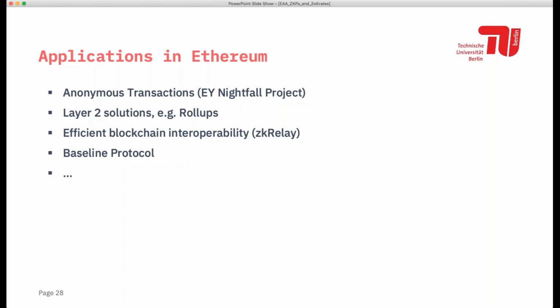And then there's also the Baseline Protocol. It's been discussed a lot in the EEA, I think, and it's also based on zero knowledge proofs to implement business processes on the Ethereum mainnet without leaking any sensitive information from the businesses that are participating in these processes.